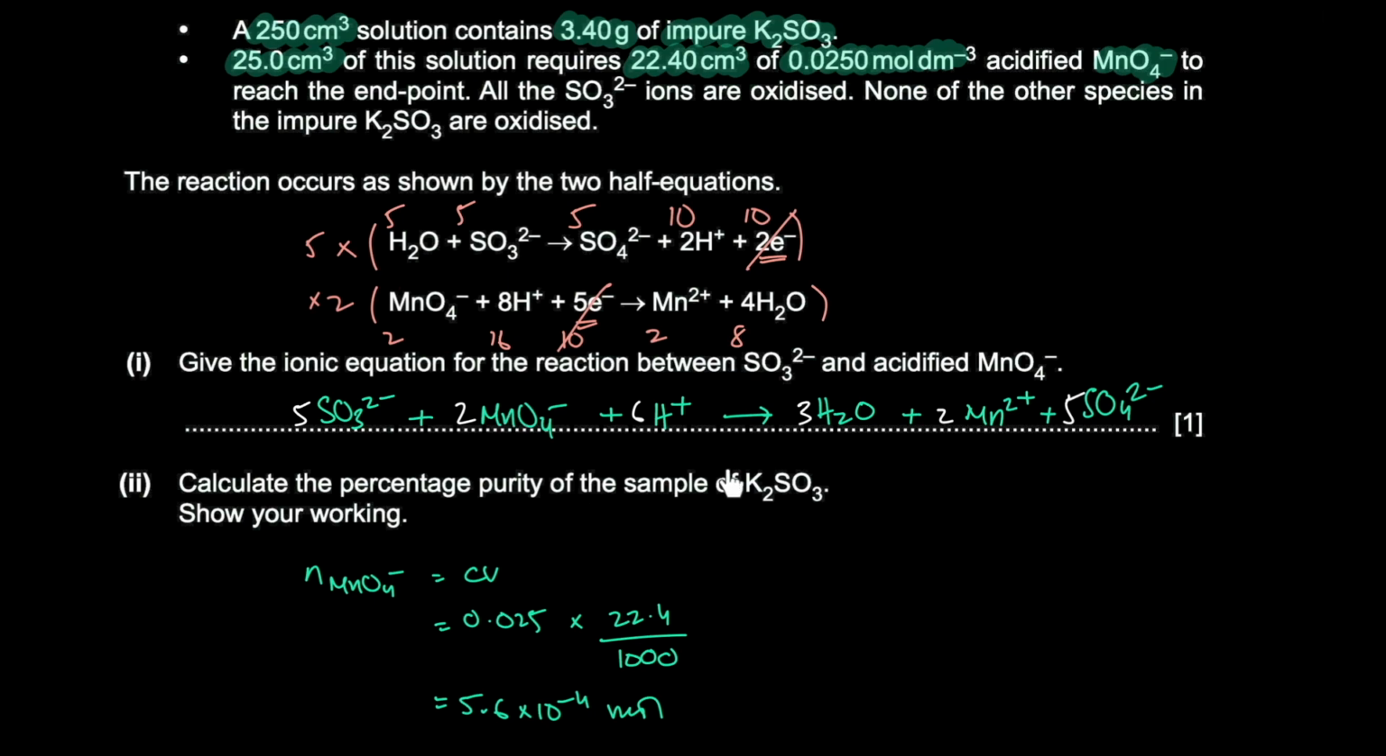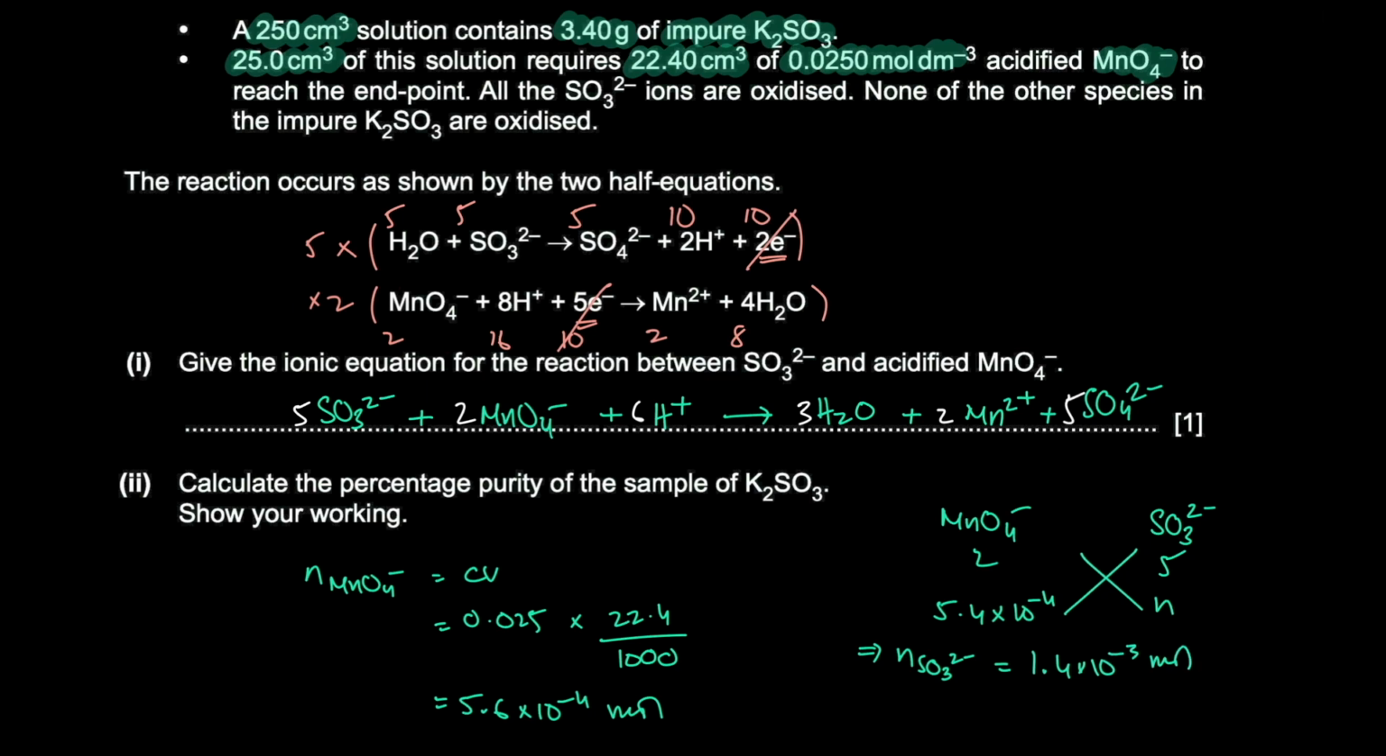Because we want the purity of potassium sulfite, we can find the moles of sulfite from the molar ratio. For every 2 moles of manganate 7, 5 moles of sulfite are reacting. We have a 2:5 ratio. So we have 5.6 times 10 to the power of negative 4 moles of manganate 7. How many moles do we have of sulfite? We can just cross multiply. That gives us the number of moles of sulfite as 1.4 times 10 to the power of minus 3 moles.